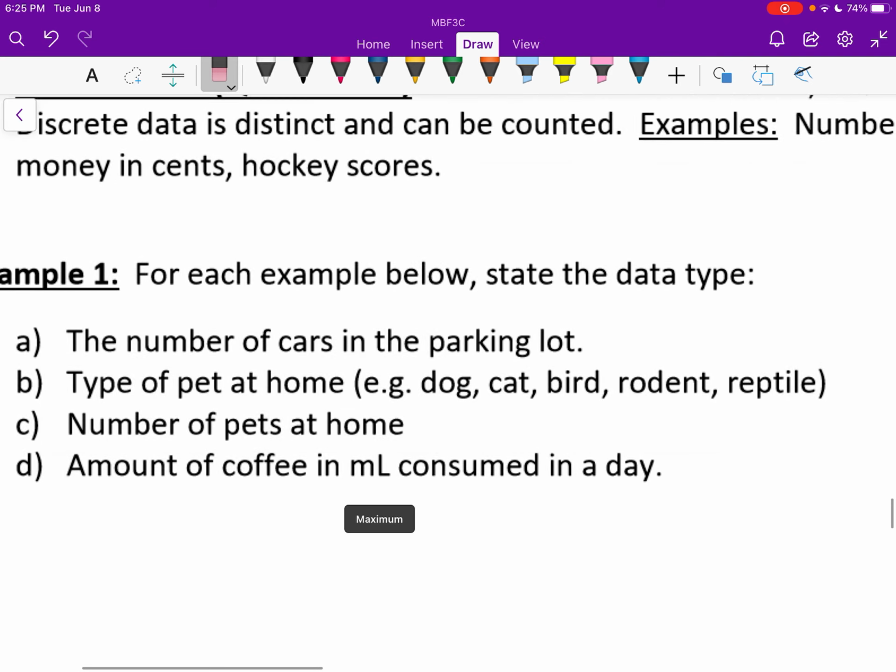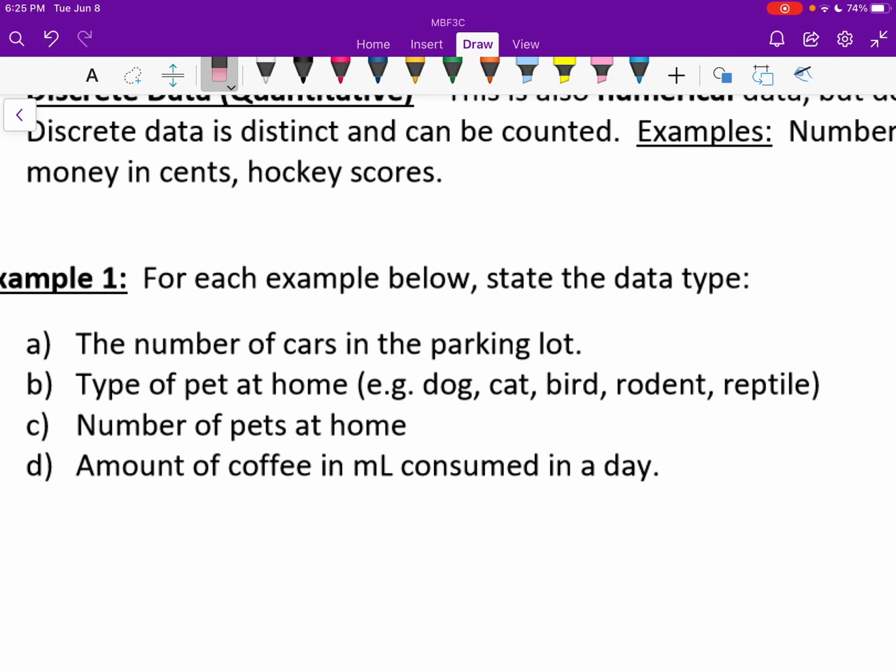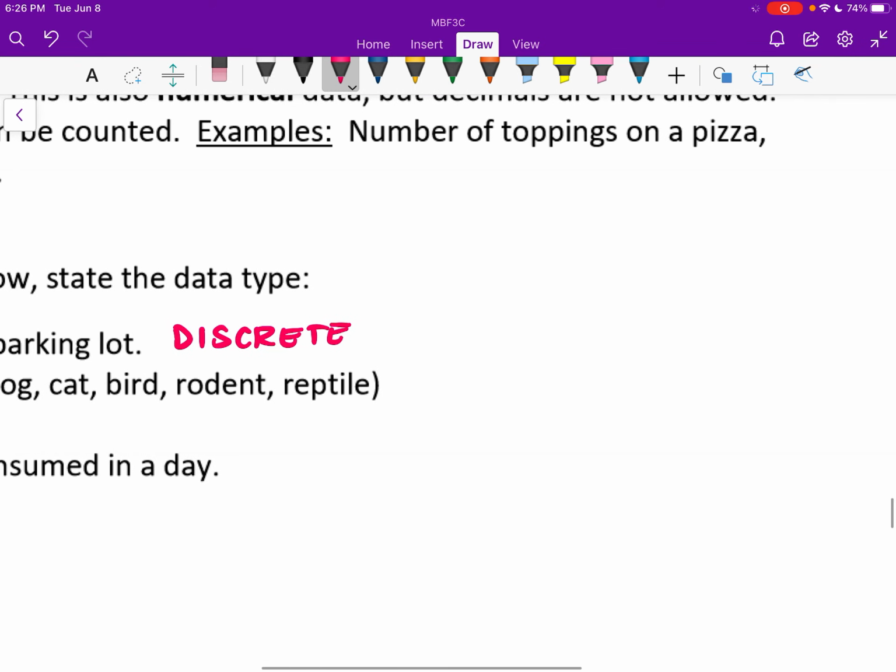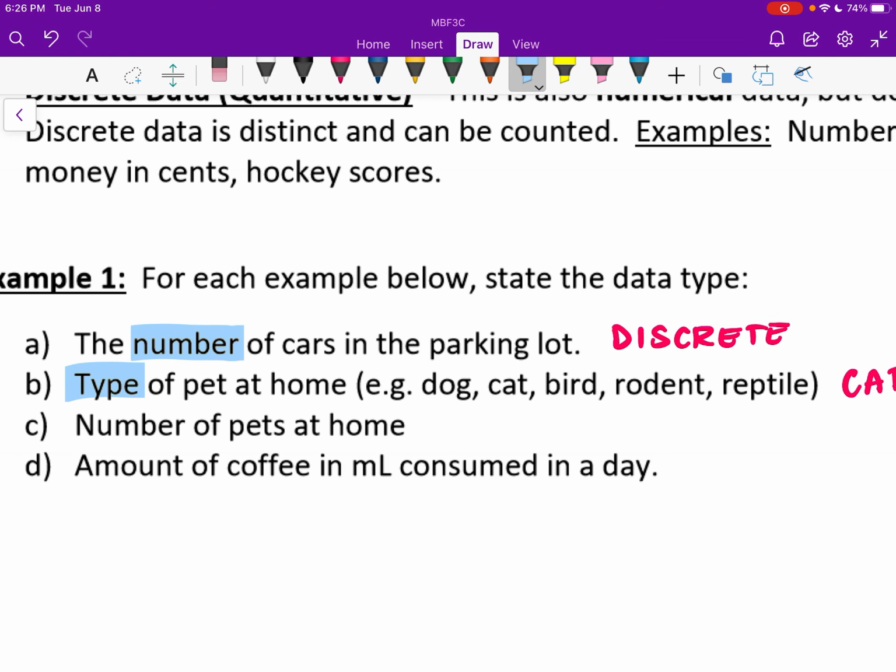So for each of the types below, let's see which one of these are what type of data. The number of cars, so we already know it's numerical, so it's going to be between discrete and continuous, in a parking lot. You can't have half a car in a parking lot, so we just know this is going to be discrete, right? The type of pet at home, we already know that this isn't going to be a number, so it has to be qualitative, which we know is our categorical data. Right? Then we have the number of pets at home. So we know this is a number, but we can't have half a pet at home, right? So this is going to be discrete.